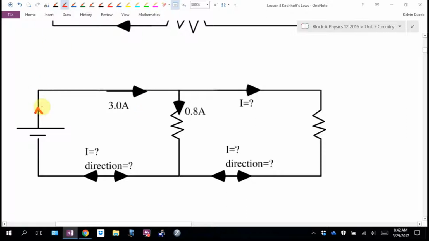Downhill is right there. How many amps total are in this circuit? How many amps are leaving the chairlift? 3. Okay. So 3 amps go this way, and then I guess 0.8 amps went this way. How many amps must have gone this way? Do the math in your head. 2.2.